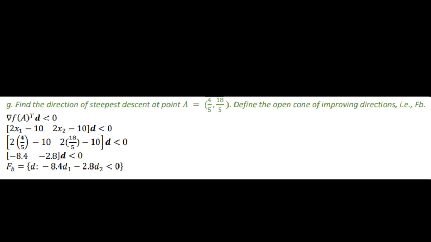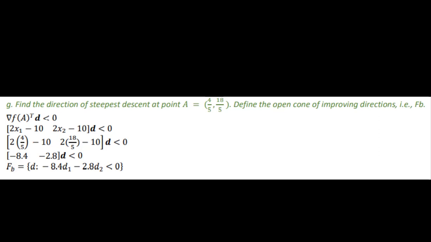Alright, question G: find the direction of the steepest descent at point (4/5, 18/5). I think this point is the same as the point that we got, right? Yes. So what is the steepest descent direction? Well, it is the direction opposite to the gradient.